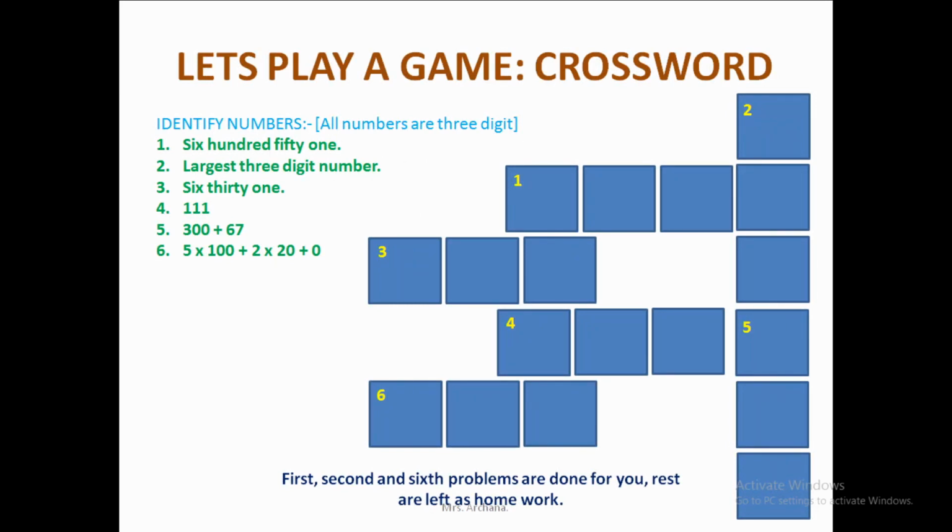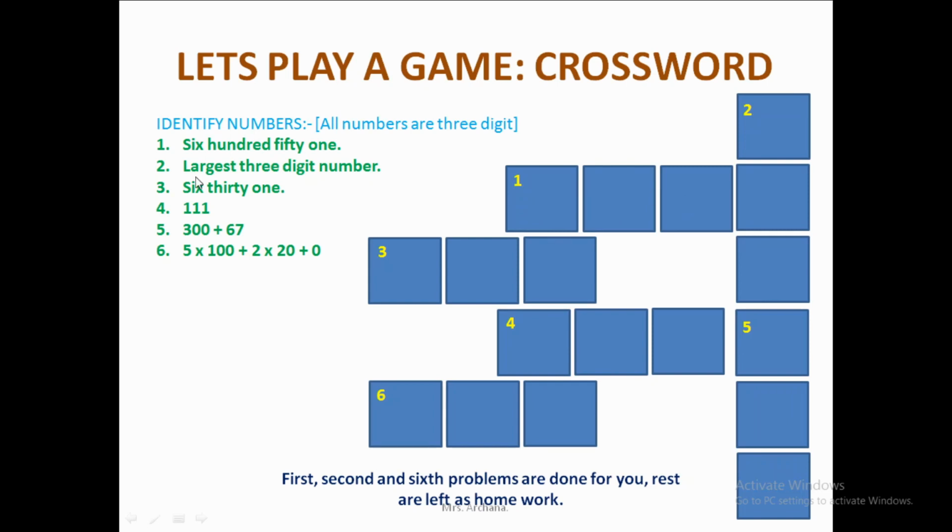Now we are going to play a game, that is crossword. First, see here some clues are given, that is identifying number. All the numbers are 3-digit numbers. What is the first clue? First clue is 651. Where we are going to write this? Here 1 is written, that means this clue we are going to write here.